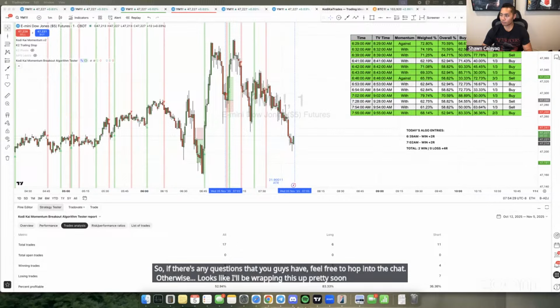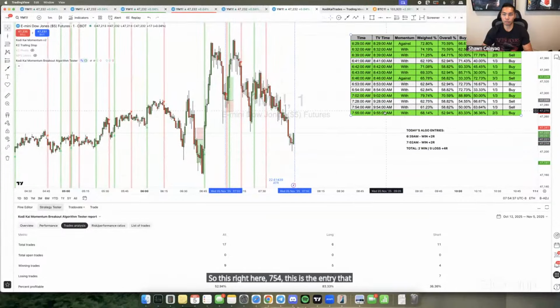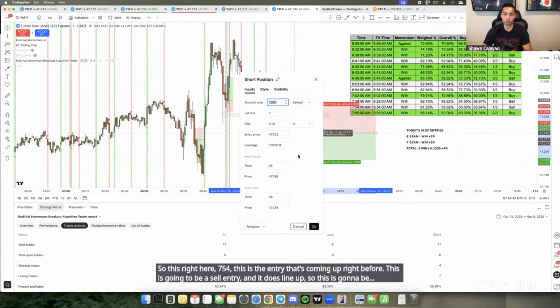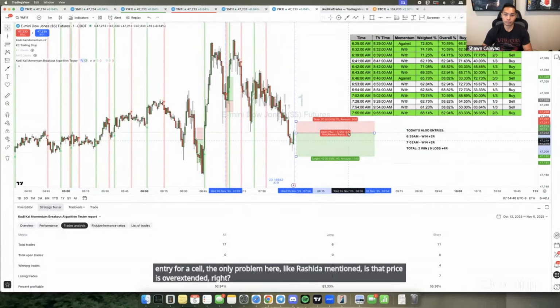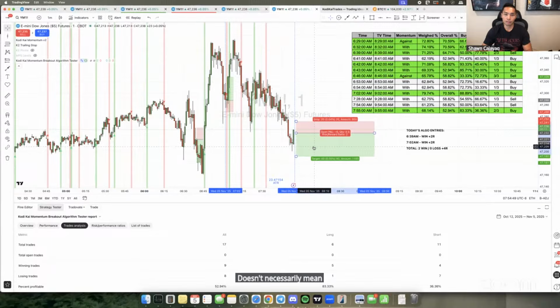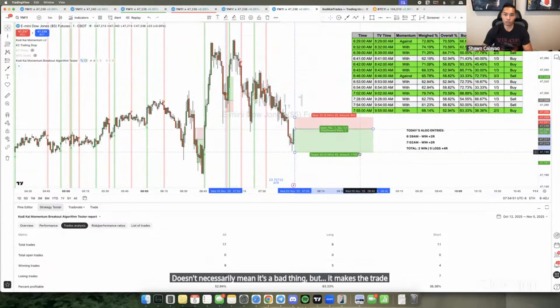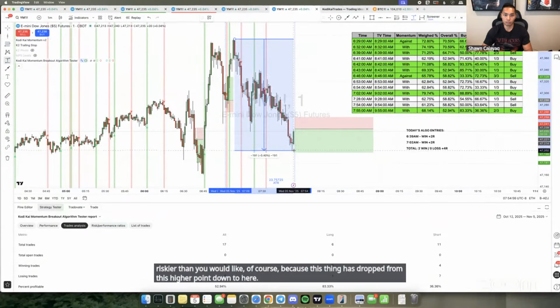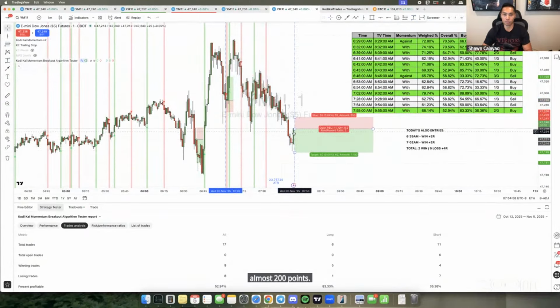Rashida said 1054 might be a good sell, but it's too overextended. I agree. So this right here, 754, is the entry that's coming up right before. This is going to be a sell entry, and it does line up. The only problem here, like Rashida mentioned, is that price is overextended. Doesn't necessarily mean it's a bad thing, but it makes the trade a little riskier than you would like, of course, because this has dropped from this higher point down to here, almost 200 points. If you want to take this 754 entry, it is currently running in profit.